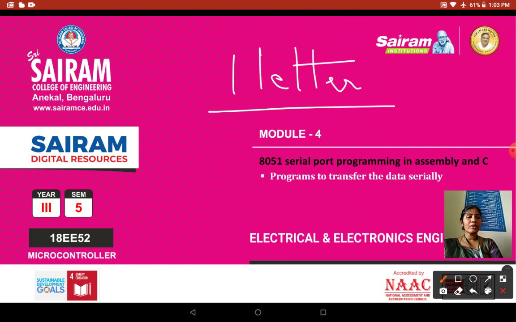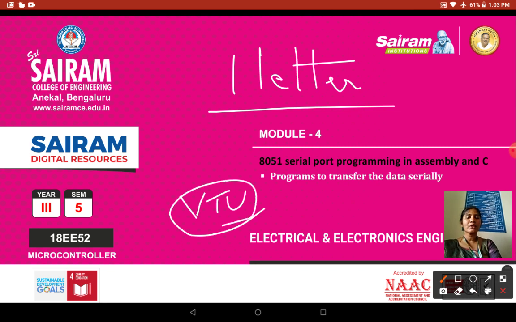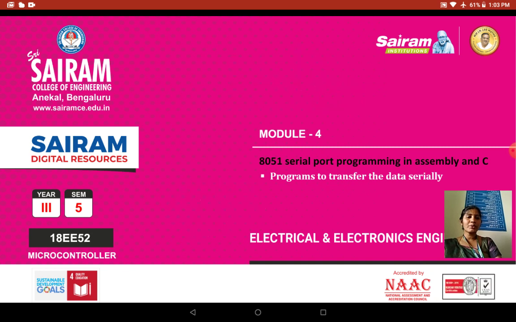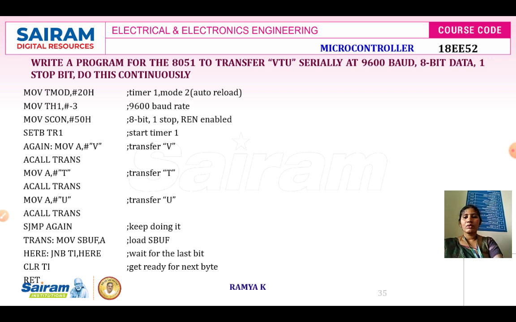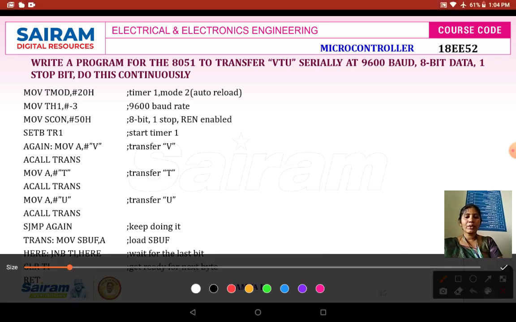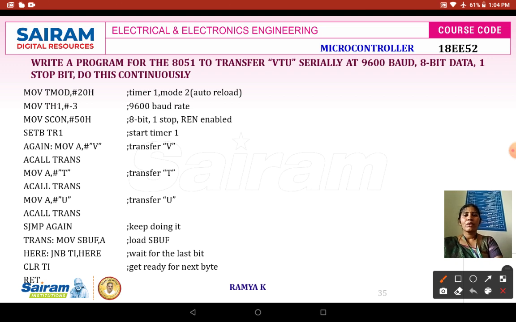Now we are going to write a program to transfer the data VTU, which has three letters, to the receiving end. So the program is: write a program to transfer VTU serially at 9600 baud rate, 8-bit data, 1 stop bit, and we need to do this continuously.